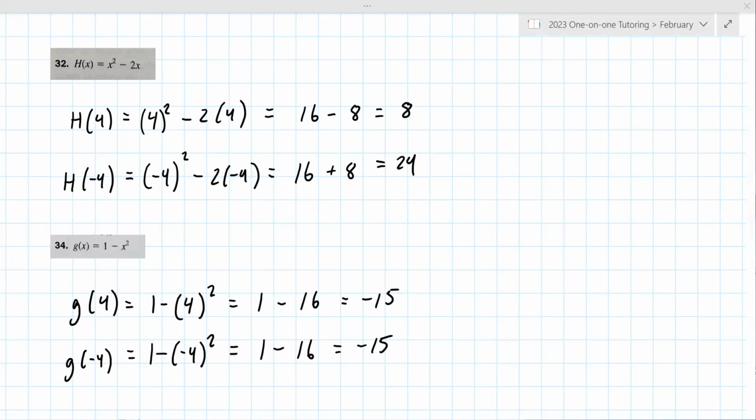So actually look back here. 34. They give you different g values. I didn't pick up on that. Let me redo this here. Making mistakes all over the place. Okay, they want you to find g of -2. 1 minus (-2) squared. That's 1 minus 4, or -3.